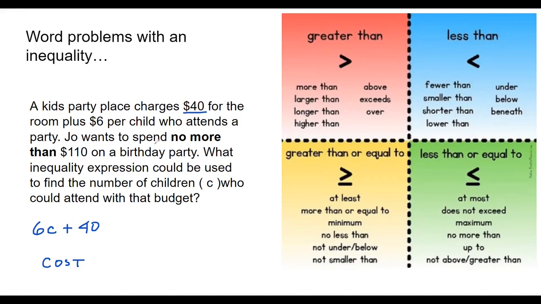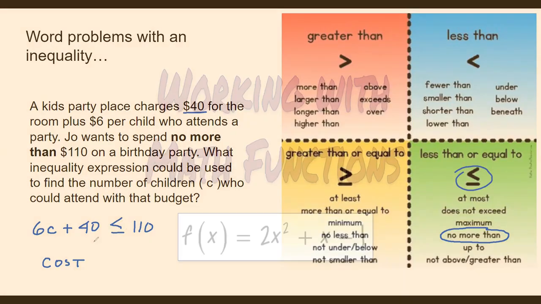Now, Joe wants to spend no more than $110. Notice that "no more than" is right here. "No more than" connects with the less than or equal to. So Joe's okay spending $110, but she's also okay spending less than $110. So it makes perfect sense: less than or equal to $110. And that's how we build an inequality statement out of a word problem.